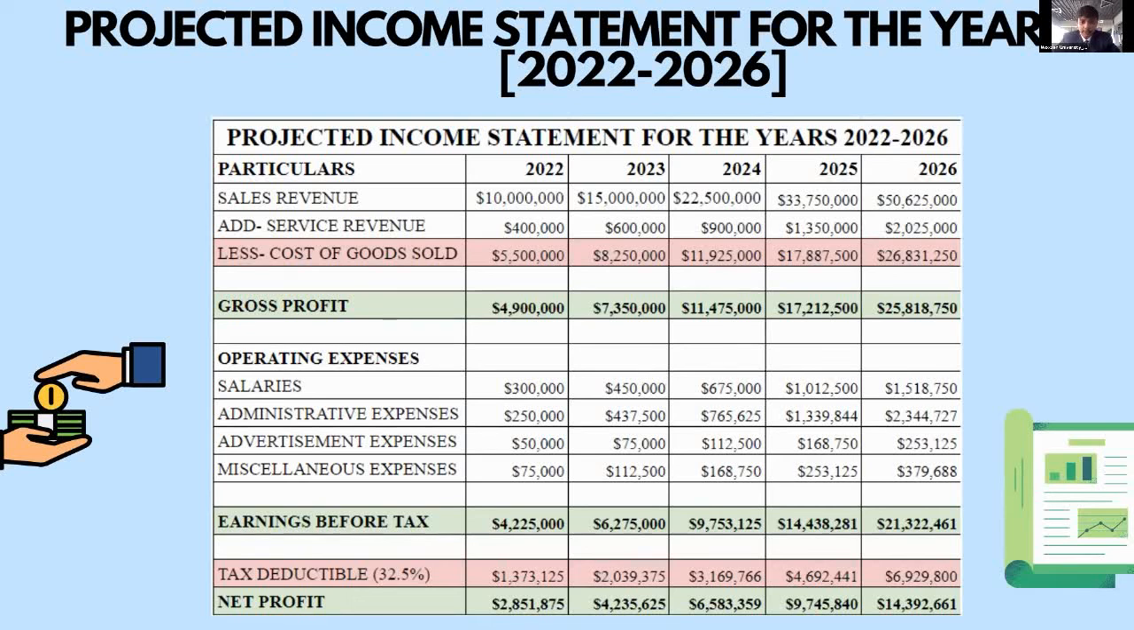The administrative expenses would increase by 75% year on year, and the advertisement expenses will also increase by 50% year on year. We are assuming that the tax is 32.5% every year. In India, the tax for corporates is 30% and 2.5% for other miscellaneous taxes. Hence, the net profit would be around 28 to 30% of the total sales revenue.